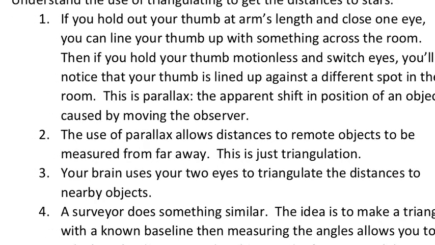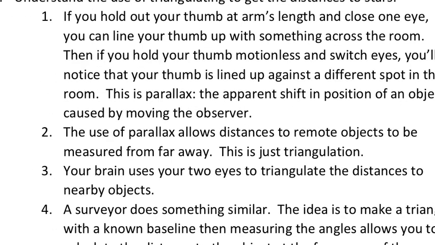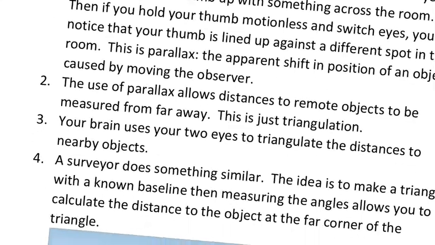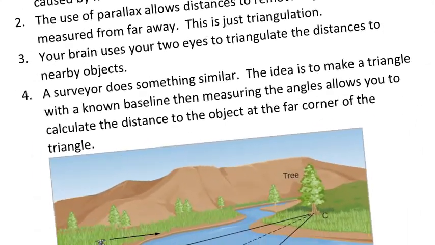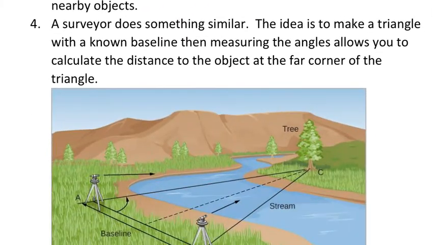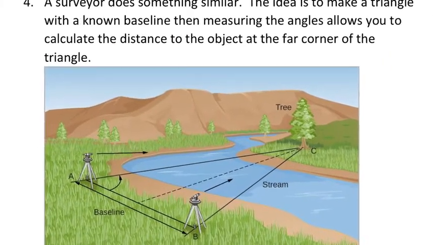It turns out that you can use parallax to measure the distances to remote objects. It's just a form of triangulation, and your brain uses this all the time. When you have two eyes, your eyes each have a different angle, and your brain figures out how to use that to get a good gauge of the distance to something. And so this is an example of it.